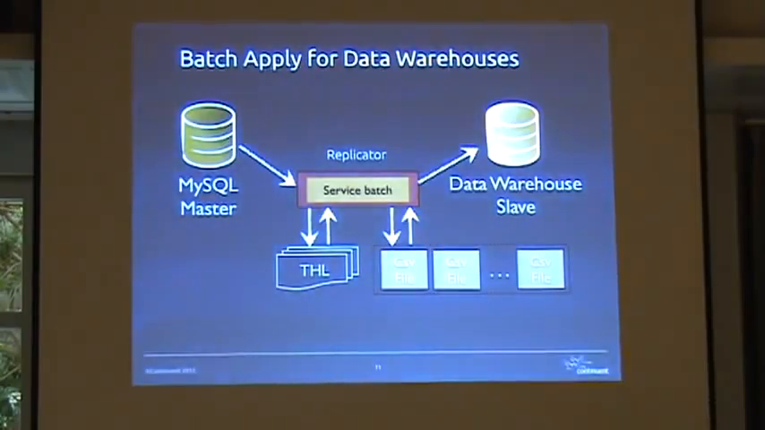And how it works. On the MySQL master, transactions are written, and the replicator is extracting them, but there is a setting, buffer size. So instead of being 1 or 10, you will set it to 10,000. And the replicator will write 10,000 transactions into a buffer, or, if your data warehouse is using CSV files for loading, into a CSV file. And when the buffer is full, it will apply all those transactions in a single command. So that's how you gain speed with the warehouses.